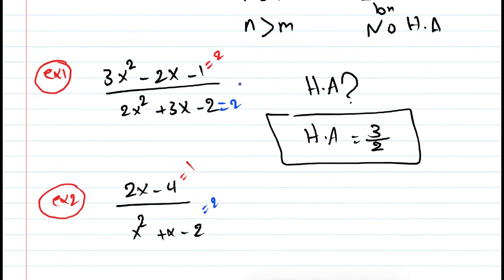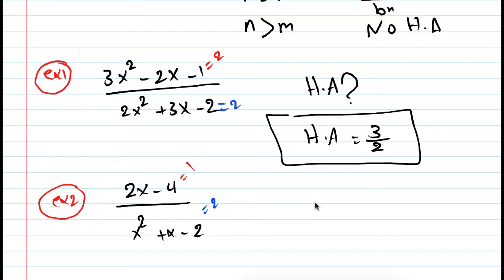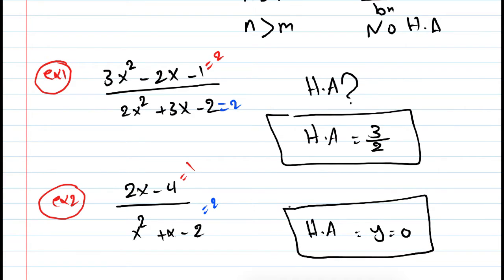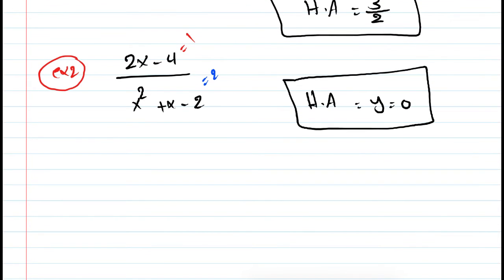Okay, so what case do we have? Well, if n is less than m, then the horizontal asymptote equals y equals 0. Okay, that is the horizontal asymptote of this rational function. It's very, very simple and very, very straightforward.